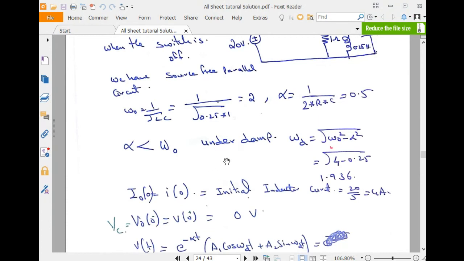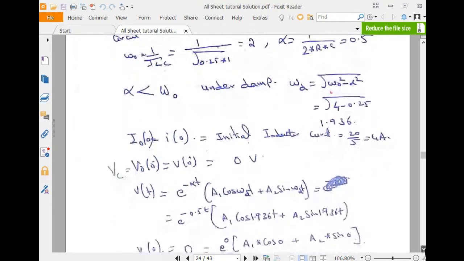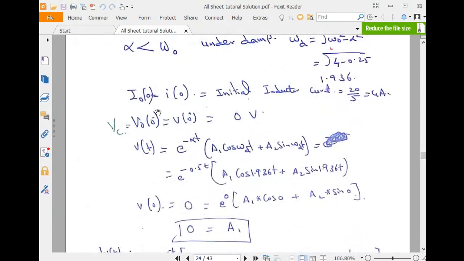Now for underdamped, omega d equals this formula. Why underdamped? You got the value of omega naught equal to 2, alpha is 0.5. Alpha is less than omega naught, so the circuit is underdamped. For underdamped, you have to find omega d. After finding omega naught, the damped value omega d equals 1.936.